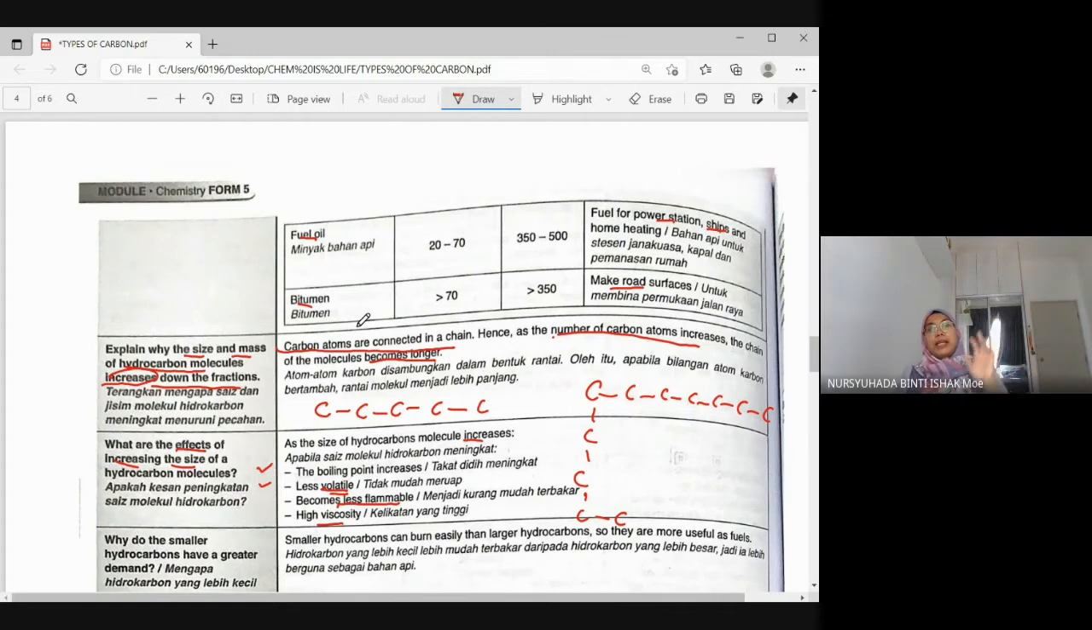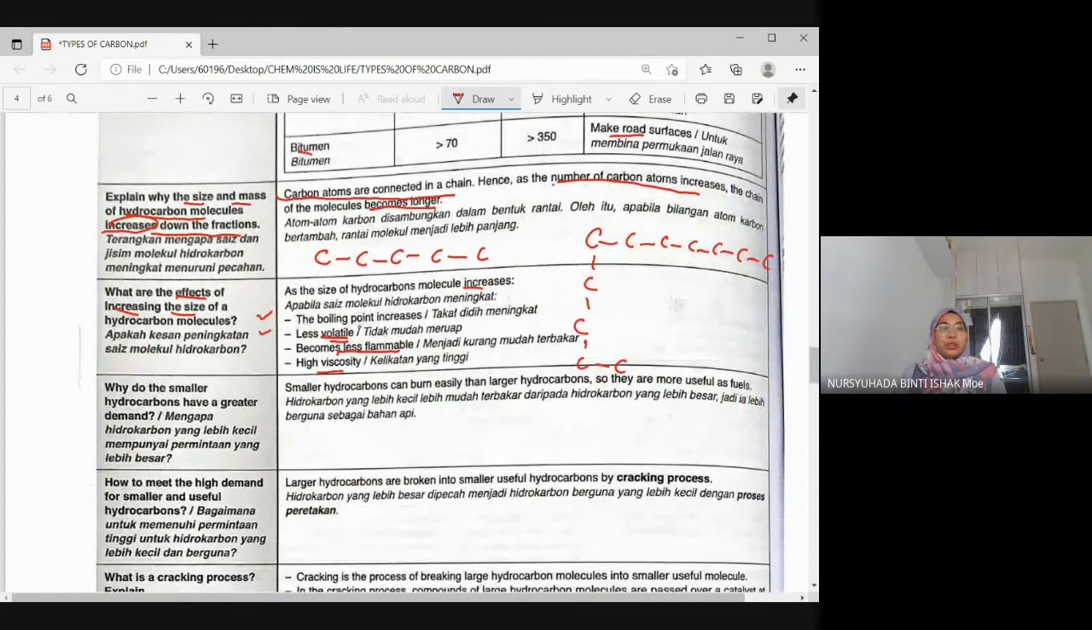Bitumen ni kalau kamu bakar jalan dia lambat terbakar. So nak menunjukkan bahawa bila saiz dia bertambah, bilangan karbon dia bertambah, it's very difficult to produce flame. And last one is high viscosity. So nanti cikgu akan tunjuk satu video lah YouTube.